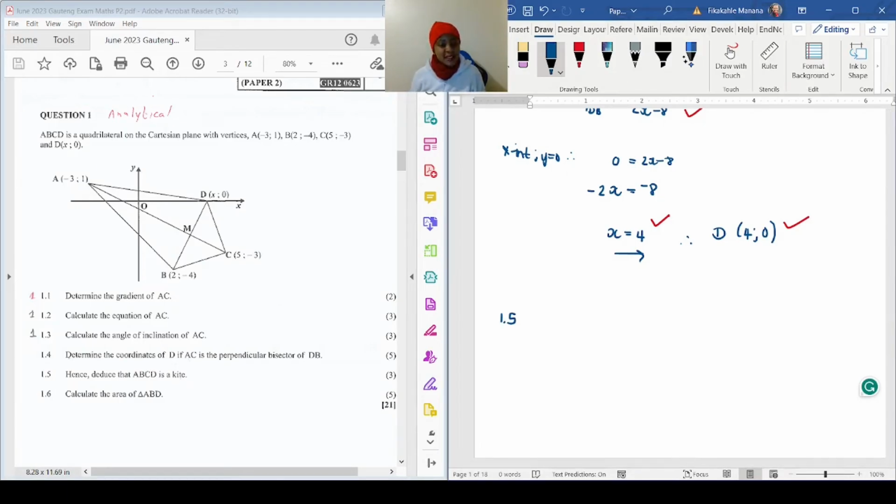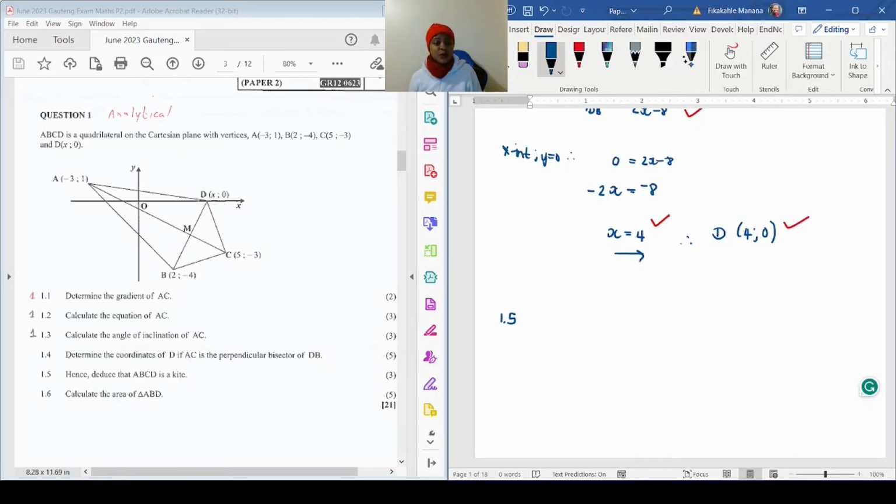1.5, hence deduce that ABCD is a kite. Okay, so this is where you get a practical question. And remember, guys, matric is an accumulation of everything you've learned from grade 1. Quadrilaterals, you have covered them. I think they were introduced properly in grade 10, all of them. So a kite was one of those.